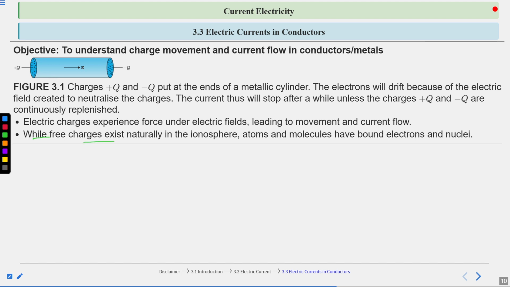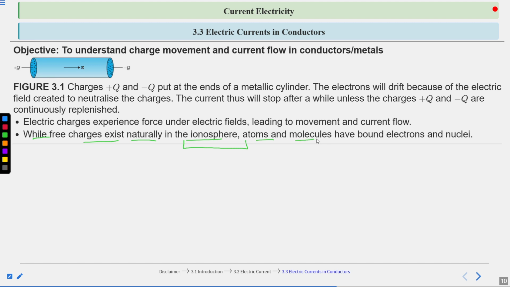While free charges exist naturally in the ionosphere. Okay, so we know that a layer of Earth's atmosphere is the ionosphere. As suggested by its name, free charges or ions are present naturally in this layer of atmosphere. In the ionosphere, free ions, free charges exist naturally.